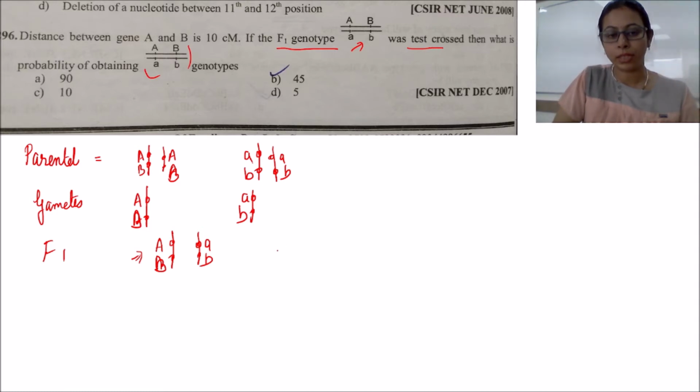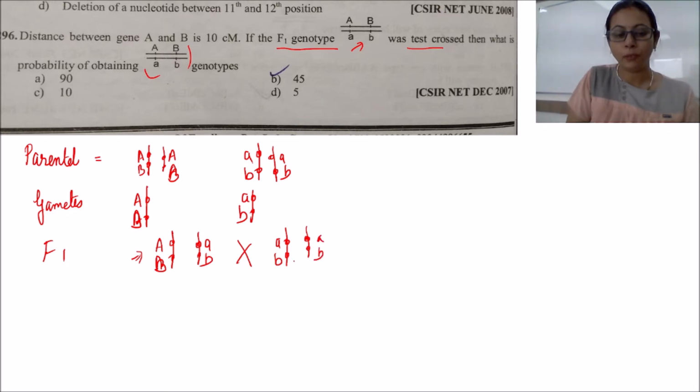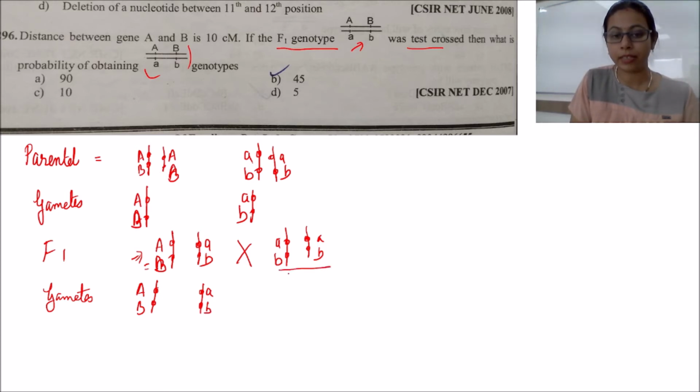You all know what test cross means: we are going to cross it with a recessive parent, so it will be small a, small b. Now what will be the gametes produced by this F1 progeny along with this recessive one? Two different types of gametes will be produced by this F1 progeny: capital A, capital B, and another gamete, small a, small b, whereas the test cross parent will have only one type of gamete, small a, small b.